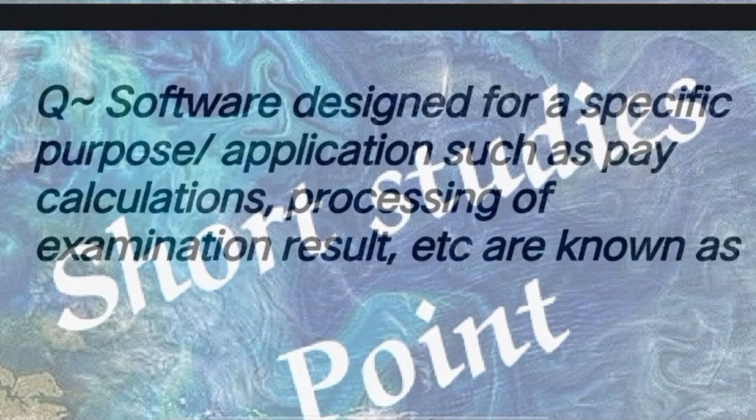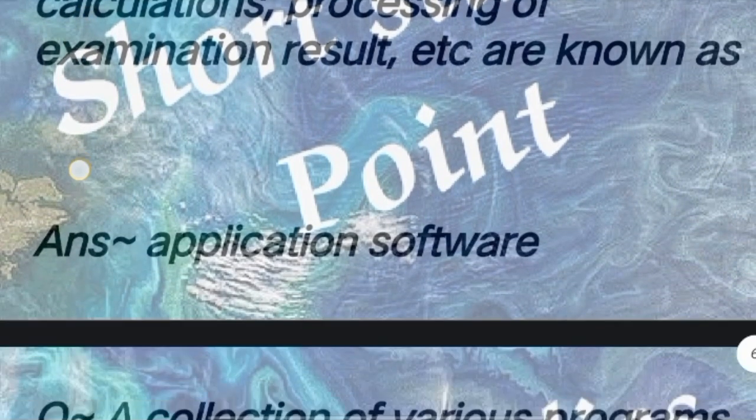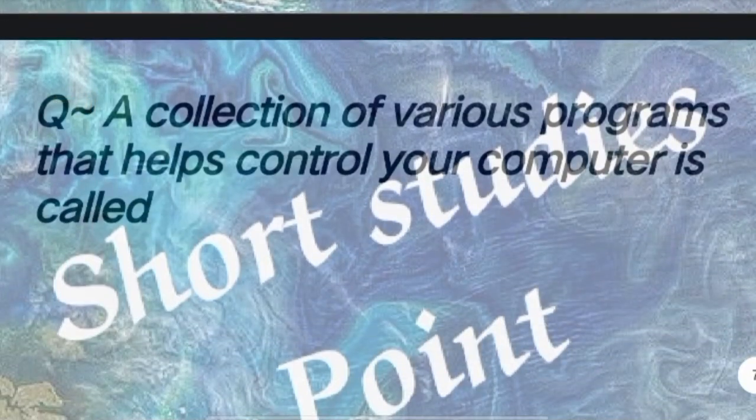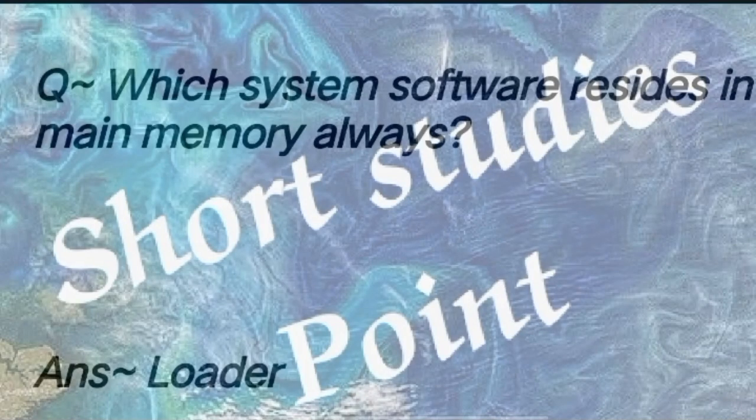Applications such as pay calculation, processing of examination results, etc. are known as application software. Next question: A collection of various programs that help control your computer is called system software. Question: Which system software resides in main memory?